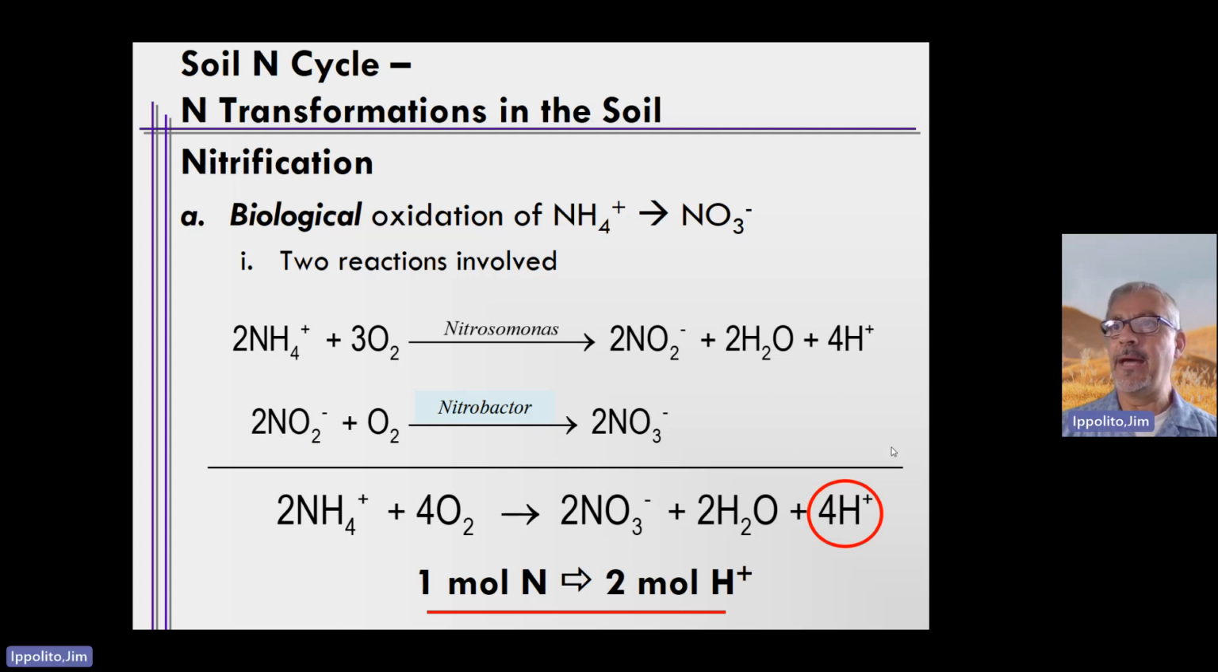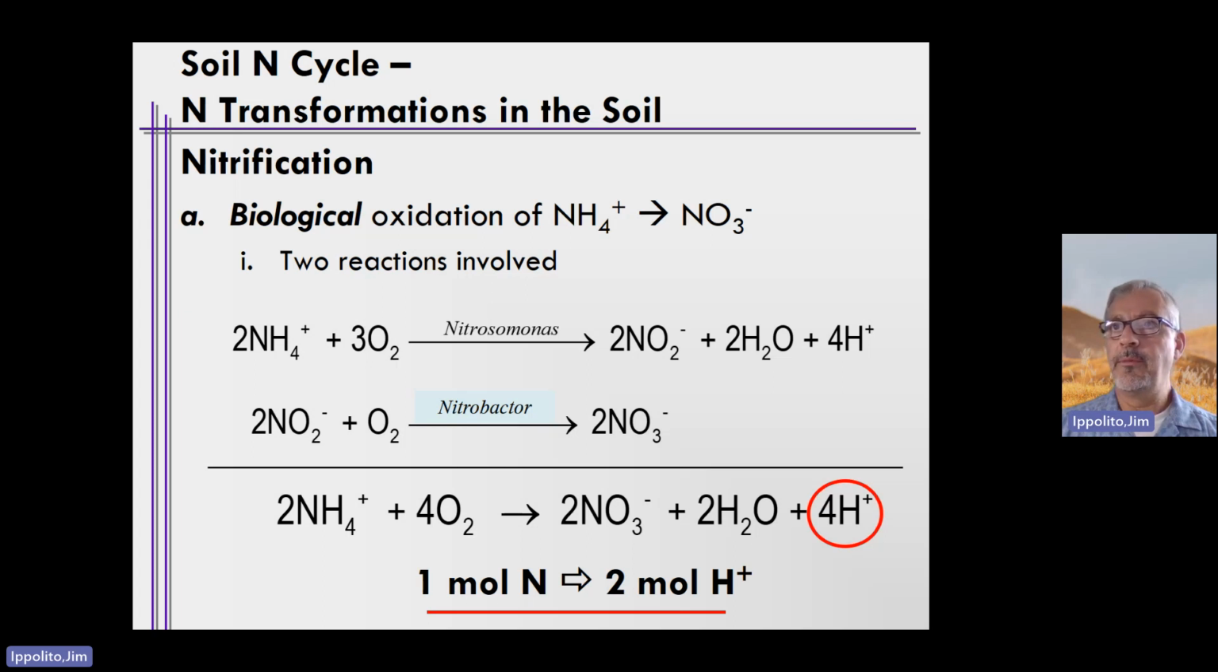And if you were to add these two reactions together, the overall reaction is the conversion of ammonium to nitrate, and we generate acidity. So this process generates acidity. It's a natural process. Nonetheless, if we are adding fertilizers that either contain ammonium or have the ability to create ammonium, we generate acidity in our soils, FYI.